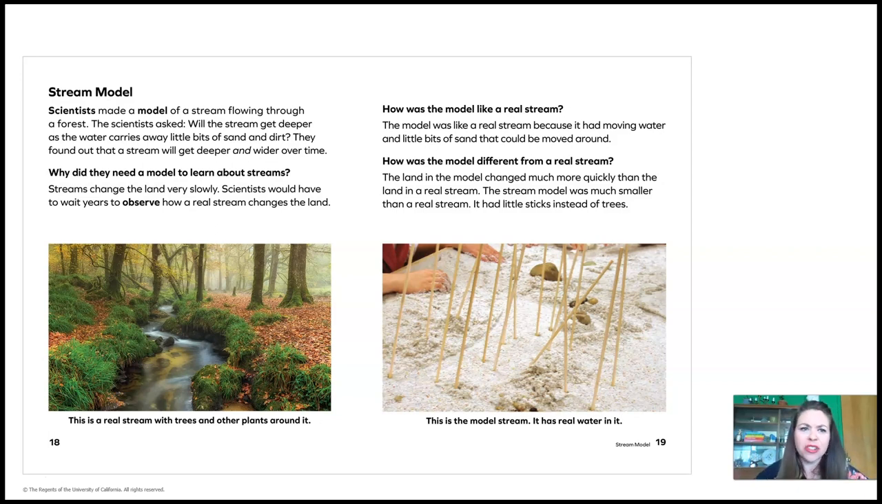Why did they need a model to learn about streams? Like, why couldn't they just go to the stream and look at it in real life? Well, streams change the land very slowly. Scientists would have had to wait years to observe how a real stream changes the land. How is the model like a real stream? The model was like a real stream because it had moving water and little bits of sand that could be moved around. How was the model different from a real stream? The land in the model changed much more quickly than the land in a real stream. The stream model was much smaller than a real stream, and it had little sticks on the sides instead of real trees.